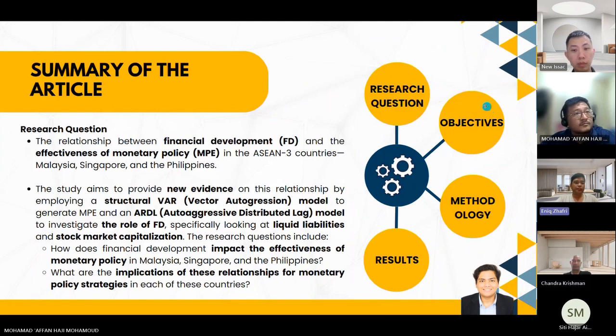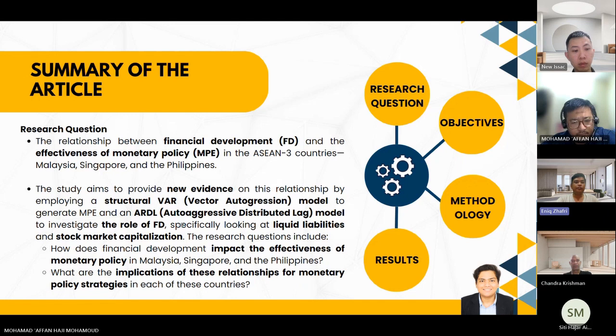The summary of the article section will consist of the research question, objectives, methodology, and also results. First, the research question. The article studies the relationship between financial development and the effectiveness of monetary policy in the Asian 3 countries. It aims to provide new evidence using a structural VAR model to generate the monetary policy evaluation and an ARDL model to investigate the role of financial development. It specifically looks at liquid liabilities and stock market capitalization.